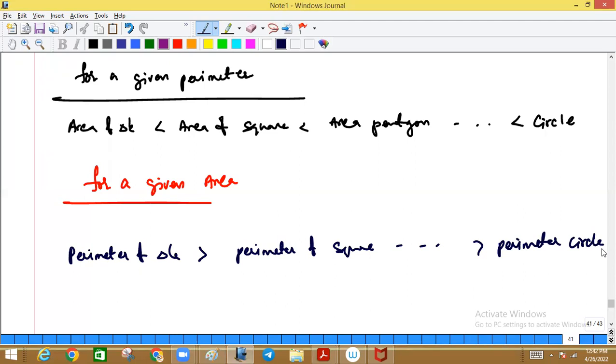When equal perimeters are there, circle occupies the maximum area. When equal areas are there, triangle has the maximum perimeter and circle will have the minimum perimeter. So remember, for circle, maximum area, minimum perimeter. Triangle, minimum area, maximum perimeter.